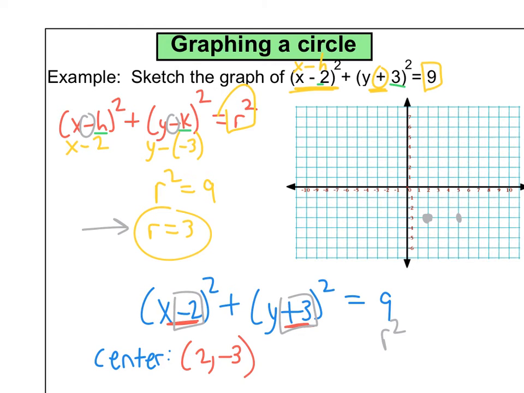Going back to the center, up 3 units. There's a point on the circle. To the left, 1, 2, 3 units, and then down 1, 2, 3 units. And then we just kind of do our best. There's our circle. The center was at 2, negative 3. The radius of the circle, visualize the radius from there to there, is 3 units. And that's it. There's our circle.